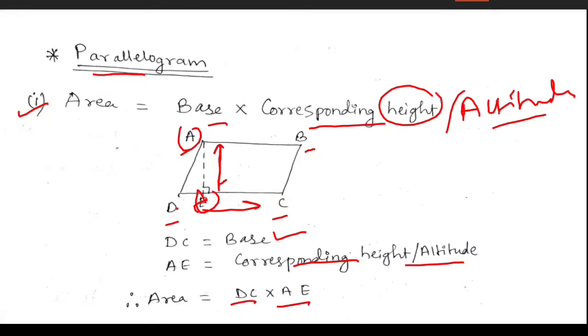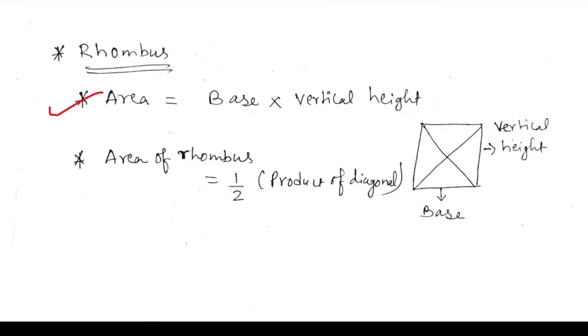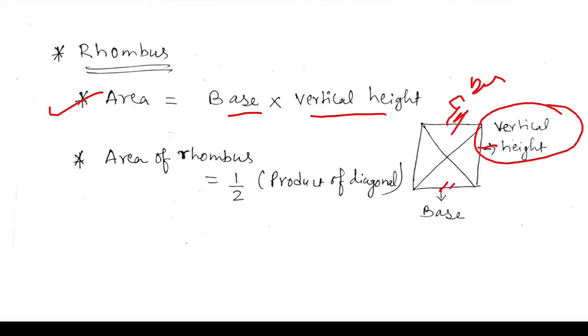So now let us see about rhombus. Area of rhombus, base into vertical height. So this is base, this part and this part is base, and this part is vertical height. And what is the area of rhombus? One more formula, half into product of diagonals. So these are the diagonals of rhombus. Clear students? So these were some of the formulas. Now let us see some questions.